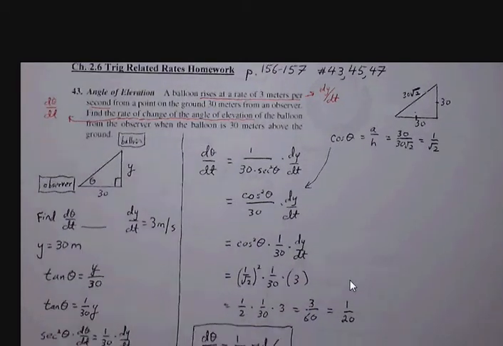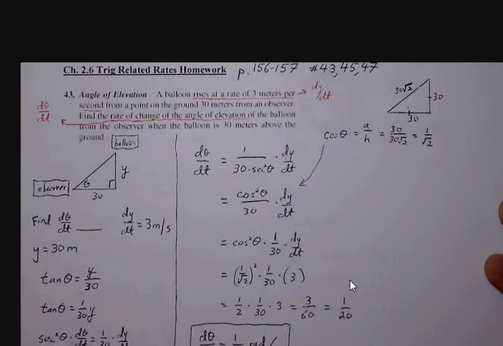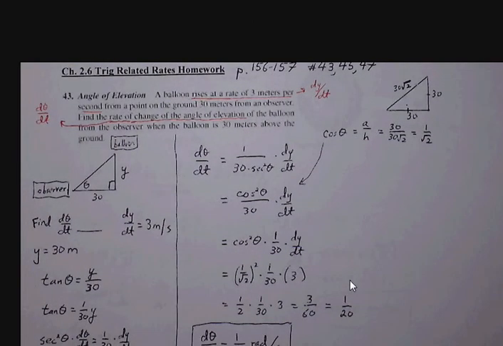Let's look at trig related rates homework, page 156, 157, problems 43, 45, and 47. So 43: a balloon rises at a rate of 3 meters per second from a point on the ground 30 meters from an observer. Find the rate of change of the angle of elevation of the balloon from the observer when the balloon is 30 meters above ground.